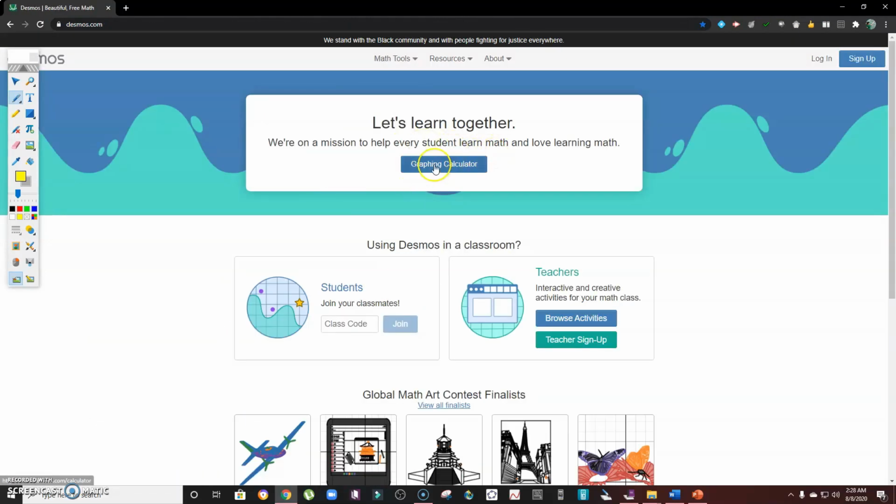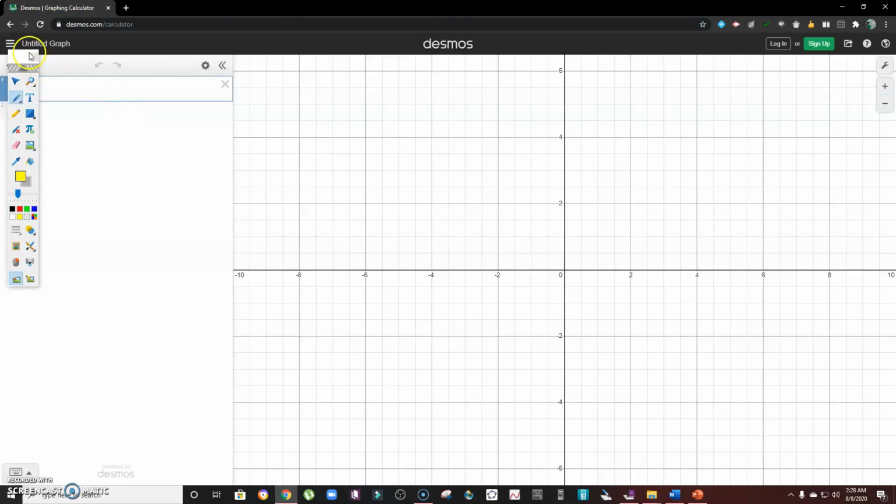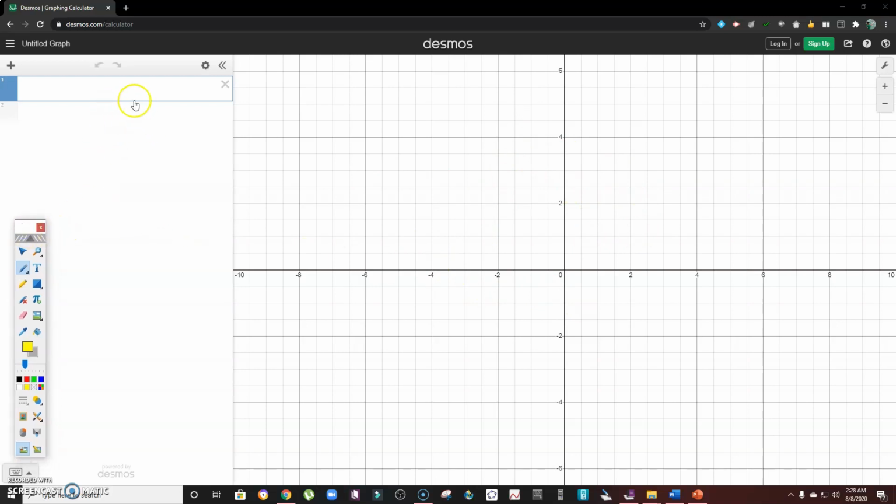This is free, so you can register if you want to maximize it. I'm going to select graphing calculator. By the way, bakit ako mag-graph? Gusto ko makita nyo yung circle because in my next video, I'm going to maximize this app. So bigyan ko lang kayo ng pahapyaw how to use Desmos.